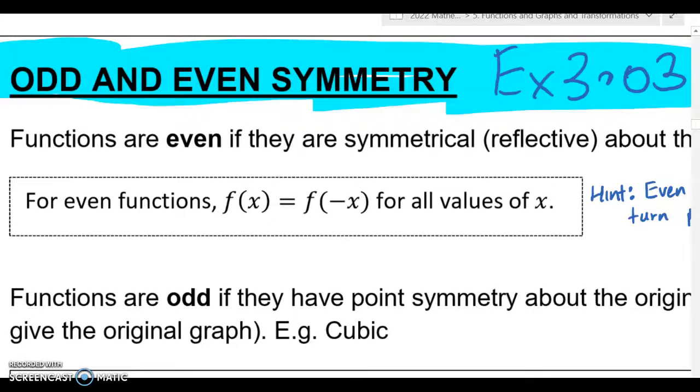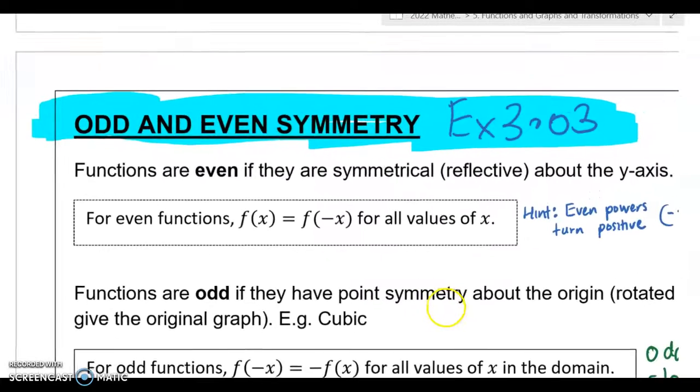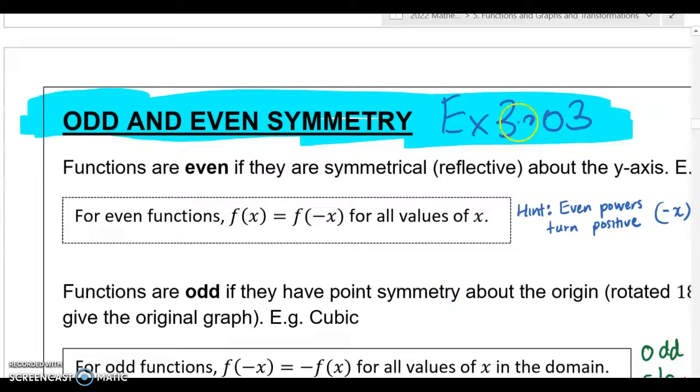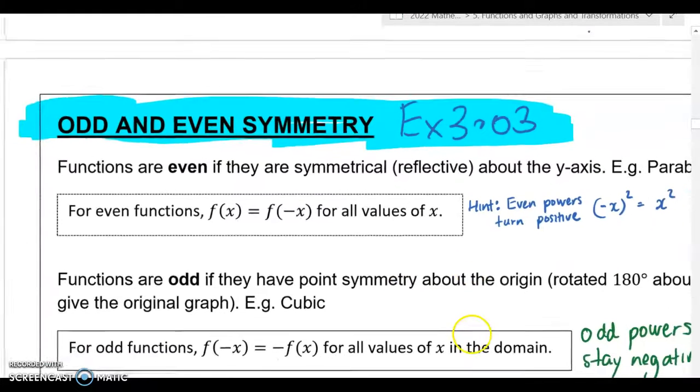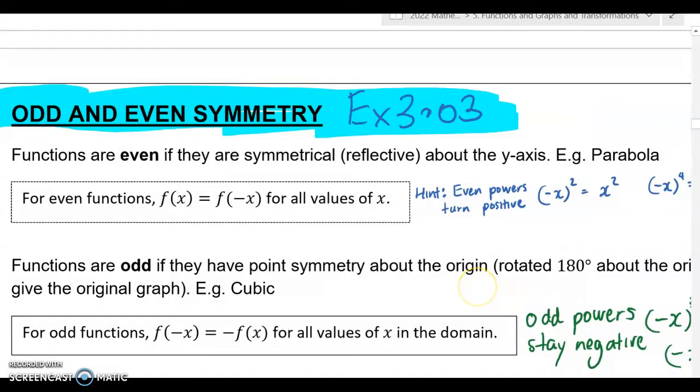Okay, today we're going to have a look at odd and even symmetry in functions, and this will relate to exercise 3.03 in the Maths in Focus textbook. Okay, let's start here at functions are even.